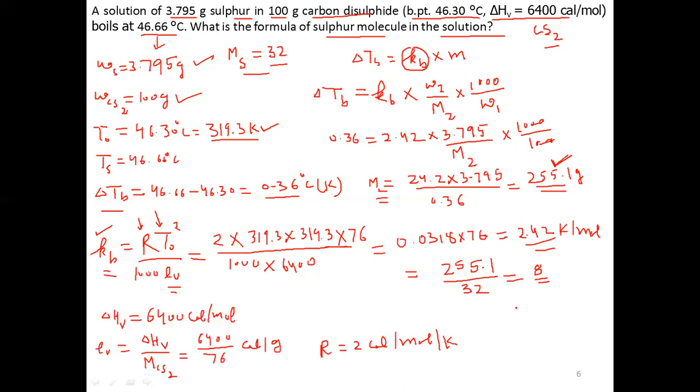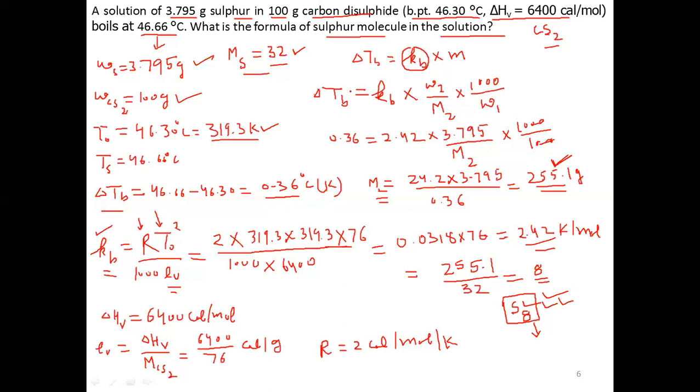So we can say that the sulfur in the solution is present as S8, because the molecular weight of S8 is 255.1 gram. So the question was, what is the formula of the sulfur molecule in the solution? It is S8. We calculated this with the help of the molecular weight of sulfur in the solution, and when we divided it by the molecular weight of atomic sulfur, we got its formula. It was an easy numerical.